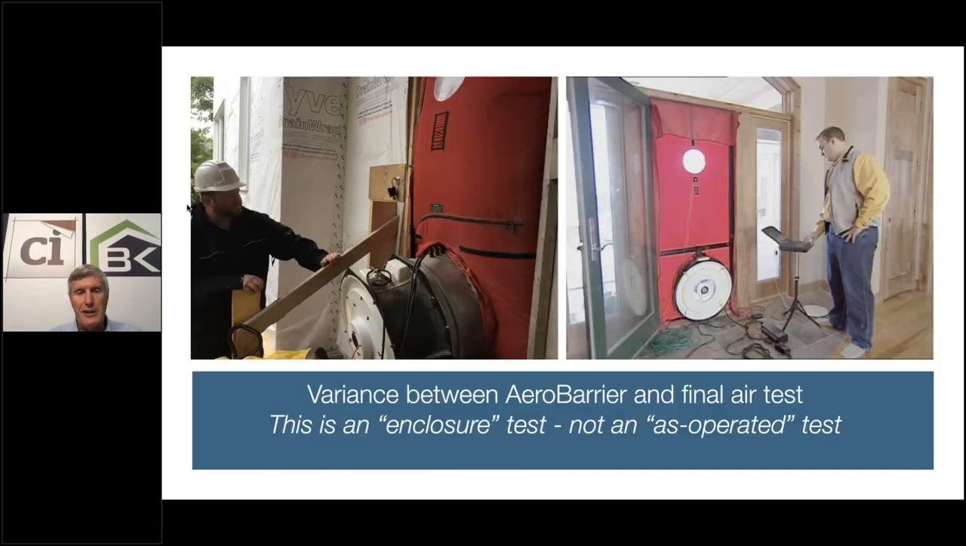Now, energy raters on this call, I need us to be really clear. There is a difference between the AeroBarrier results and your final air test. This is an enclosure test. That is, we've taped off intentional openings like window sashes, like bathroom fans, HRV vents. It's not an as operated test. So I want you to be really careful when you see your results, both builders and energy raters.